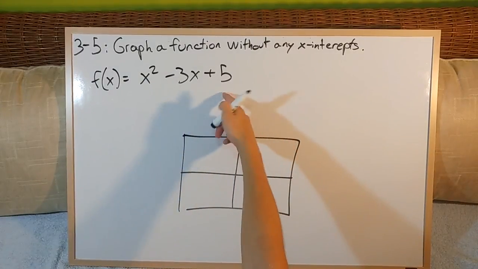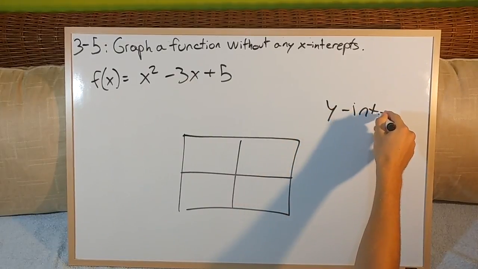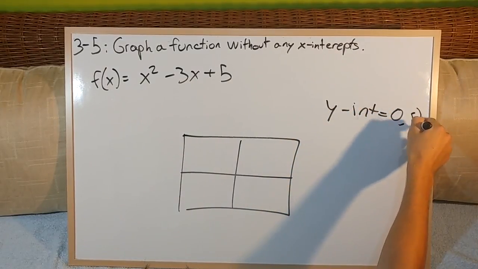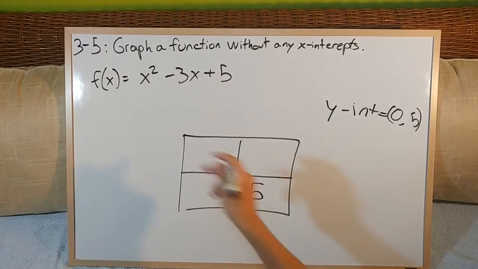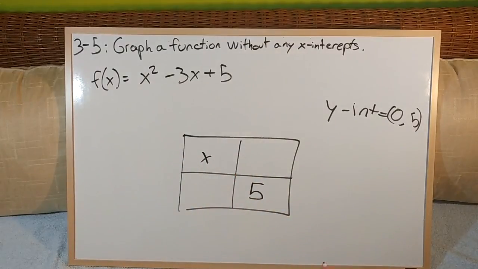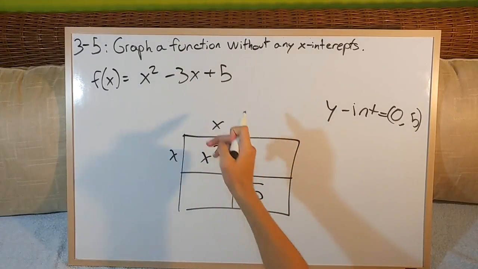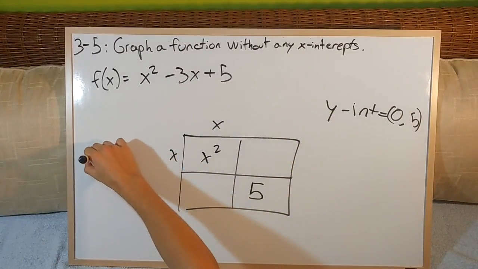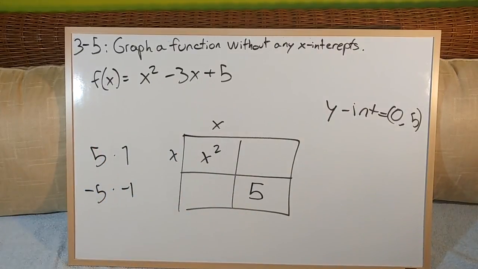So we know the 5, which is the y-intercept, (0, 5). And this 5 here also goes in down here. And we also know x squared, which goes up here. So what two variables multiply to x squared? Well, x times x. And to get 5, what two numbers multiply together to create 5? Well, 5 times 1 and -5 times -1.